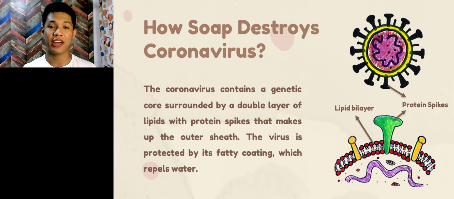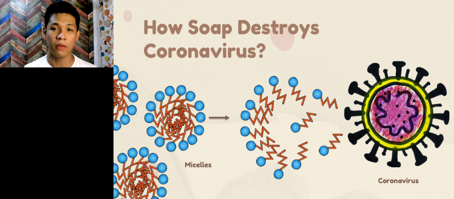The coronavirus contains a genetic core surrounded by a double layer of lipids with protein spikes that makes up the outer sheet. The virus is protected by its fatty coating, which repels water. When we start washing our hands with soap, micelles form in the water, with water-attracting heads on the surface and water-repelling tails on the interior that can disintegrate lipids.